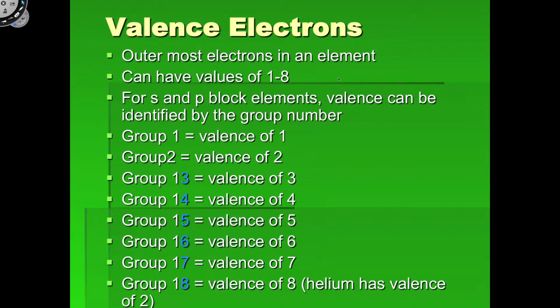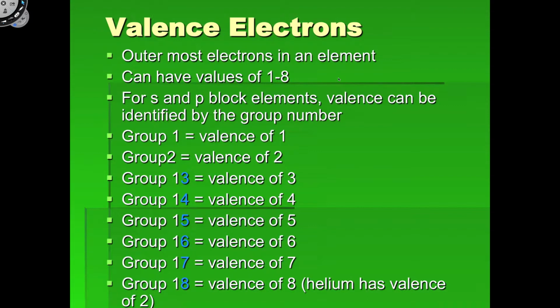Every element in column 1 or group 1, the alkali metals, has a valence of 1. Column 2, alkaline earth metals, a valence of 2. So very easy to see. The transition metals, which basically go from column 3 to column 12, aren't as easy to predict. They don't follow a nice set pattern, so we really don't use the transition metals when we're predicting valence. They have valence values, it's just they're not as easy to predict as other elements.